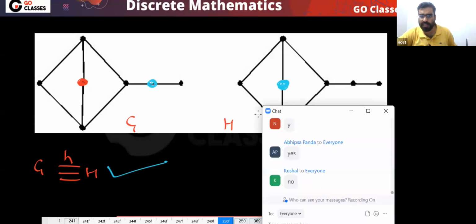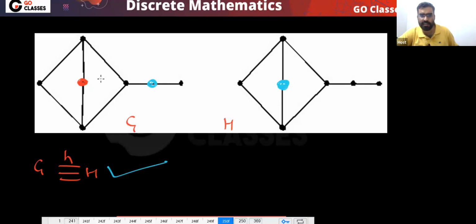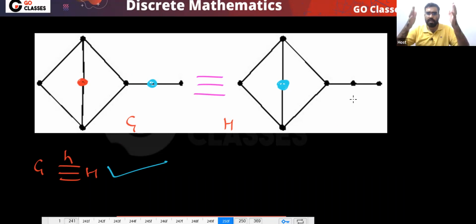Kusal, they are homeomorphic, right? This subdivision you can create here, and this subdivision you can create here. Now you can notice they are isomorphic. Some subdivision of G is isomorphic to some subdivision of H. Remember, when you are checking homeomorphism, you can do subdivision on both sides. Just try to make them isomorphic. Is this clear?